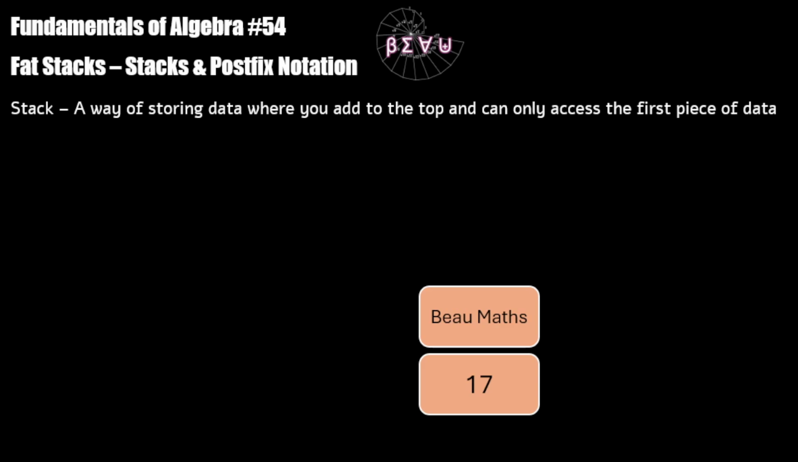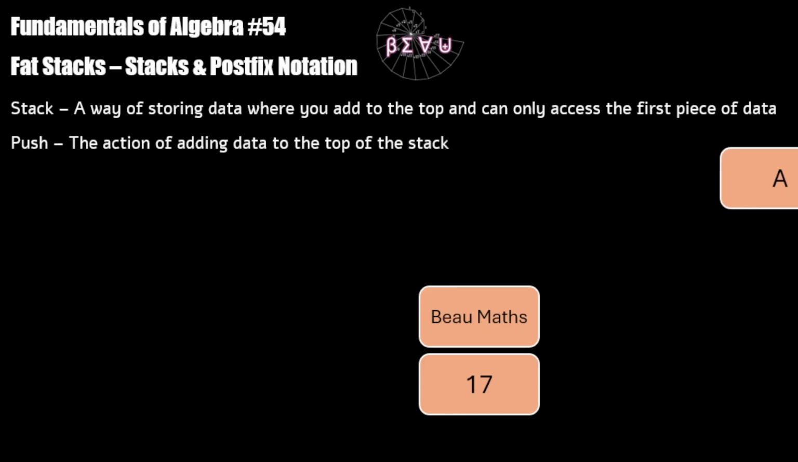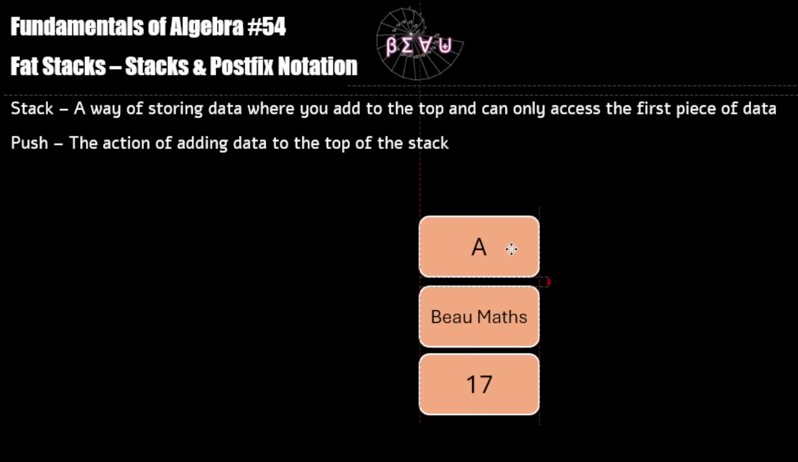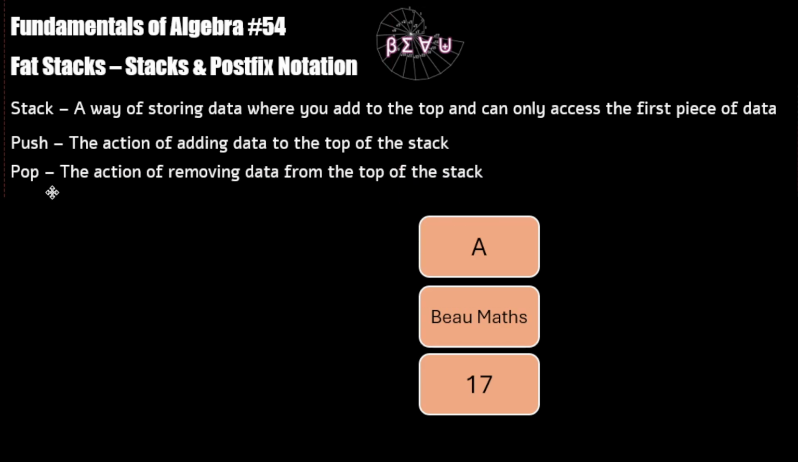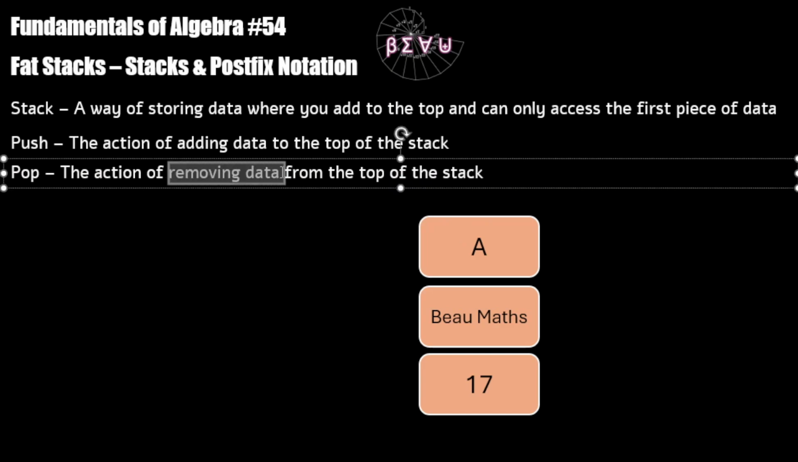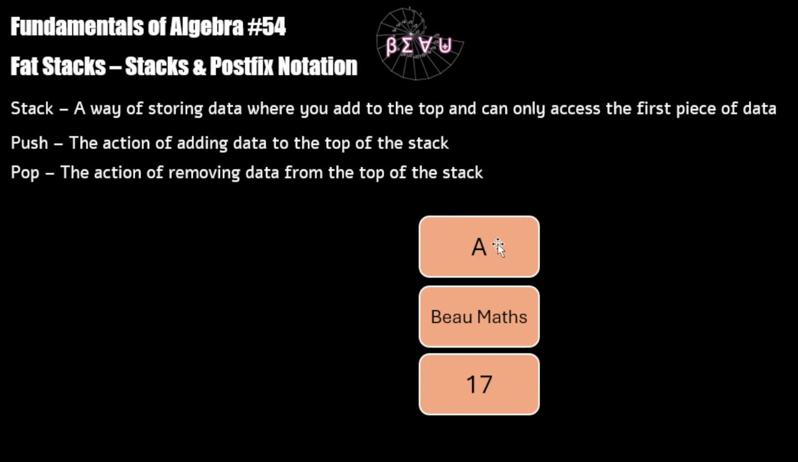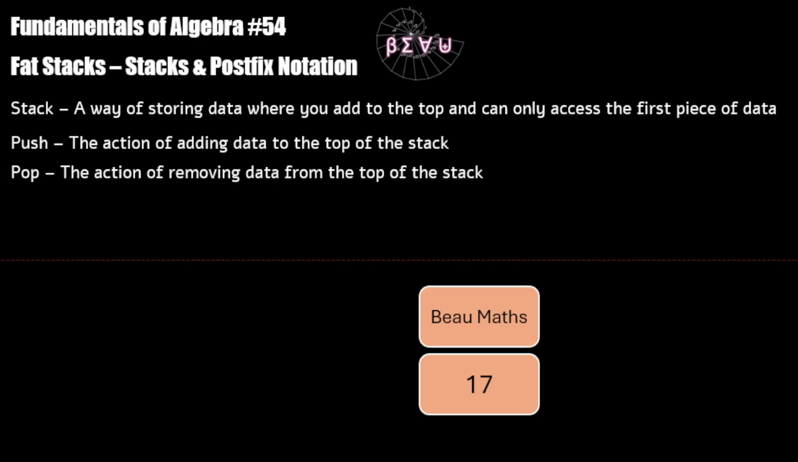Now, there's a couple names or a couple operations that are associated with this stack. The first one is the push operation. So that's the action of adding data to the top of the stack. So when I put the A on top of the stack, when I put this piece of data on top, we say that I am pushing the data onto the stack. And if I want to remove data, we say that is popping. So when I pop data from the stack, that's the action of removing it from the top. So if I pop from the stack, I am popping the A off the stack.